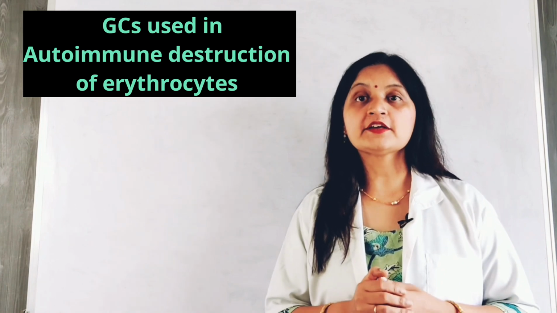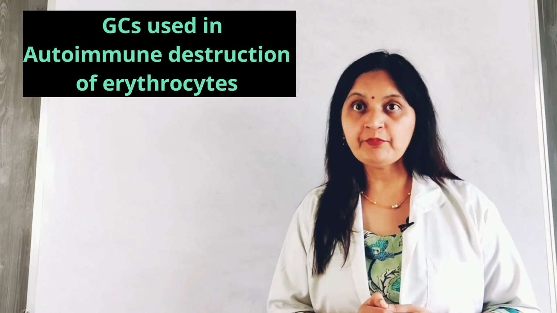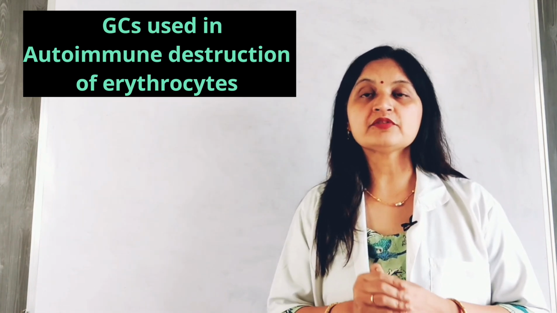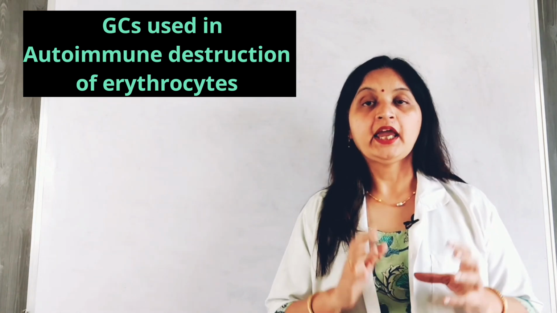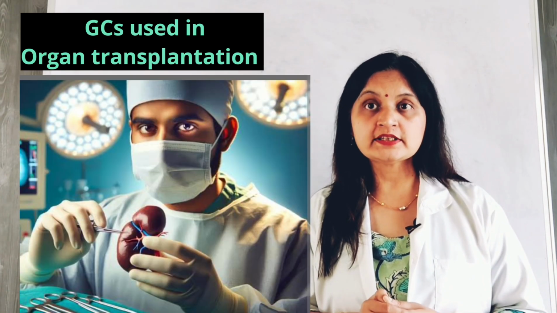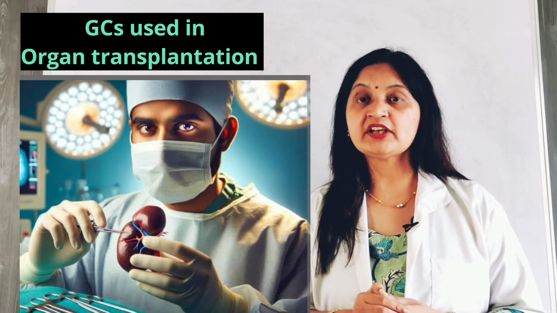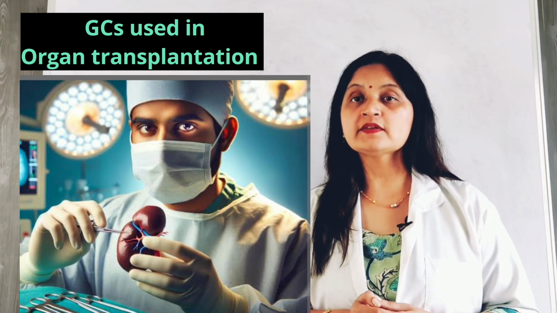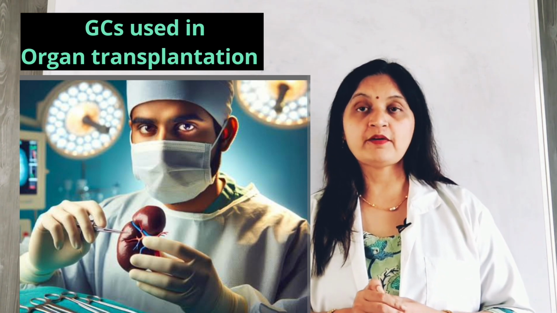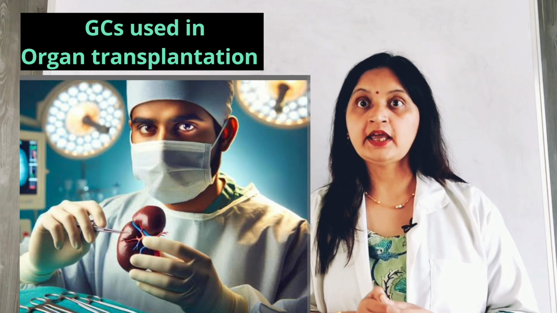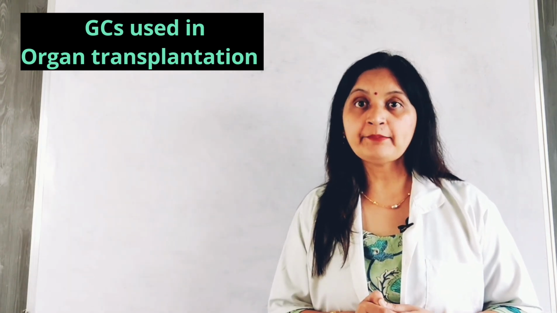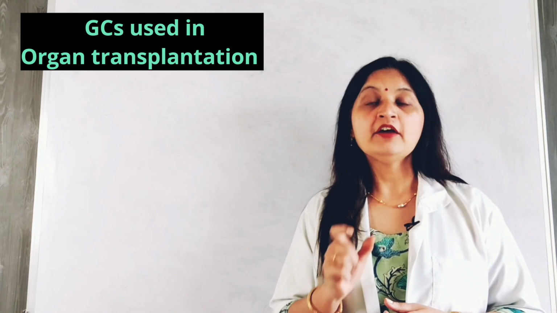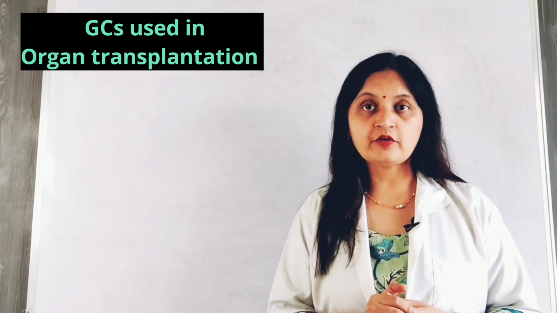Also, glucocorticoids are useful in reducing the risk of hemolysis in autoimmune destruction of erythrocytes. In organ transplantation, glucocorticoids are used in high doses during transplant surgery in conjunction with immunosuppressive agents such as cyclophosphamide and azathioprine. These patients are also kept on a maintenance regimen which includes low doses of steroids.